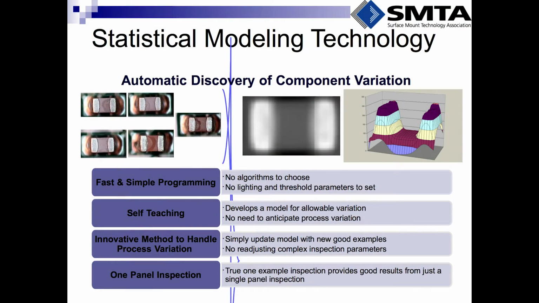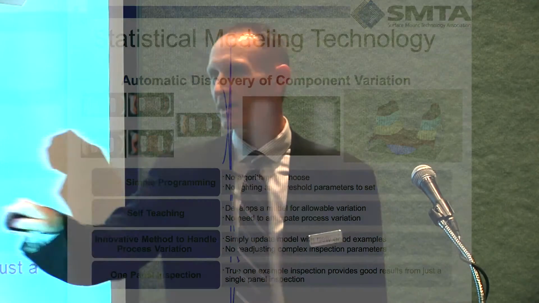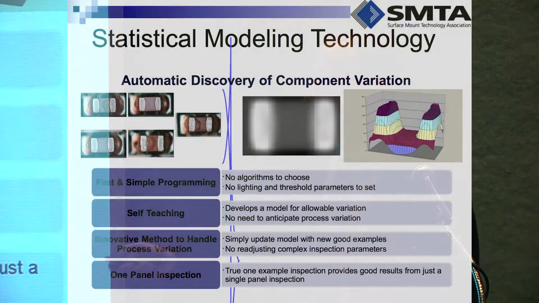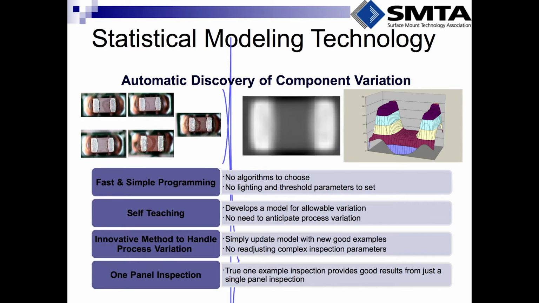So in SMT processes, how does that really work? Well, what it does is it allows fast and simple programming. You don't have to choose an algorithm. You basically choose good and bad. So this component looks good, you add it to the model. The modeling technique. So there's no algorithms. You add it to the model. This component's bad, you add it to the bad model. Now you get another one that comes in, you add it again to the good model or the bad model. The system learns on its own. It's self-teaching. It's a way to handle the process variation.